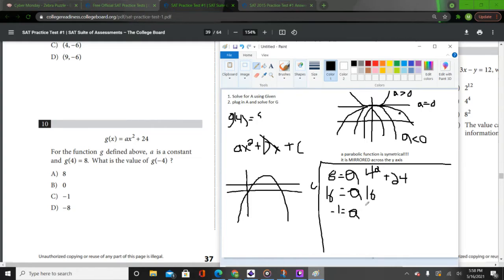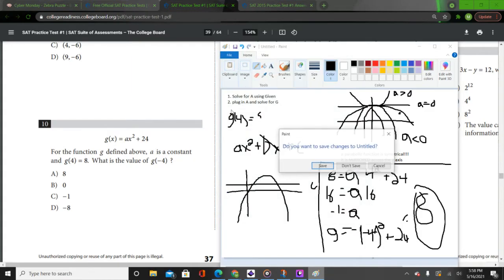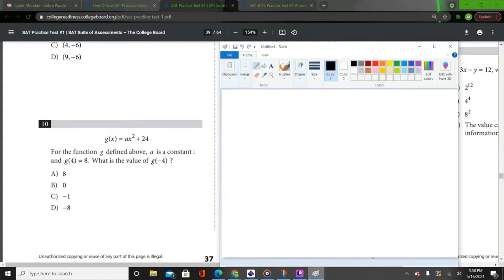And let's say we plug that in. I'm just going to use g instead of g of x, just to simplify. g is equal to negative 4 squared, plus 24, and if we got that, that would be equal to our answer, A, which is 8. Right. So I did do a bit of extra work, but I did want to show you the mathematical way and the logical way.